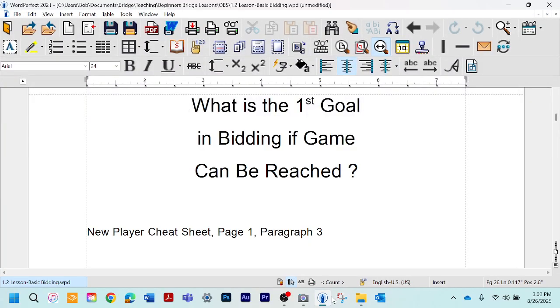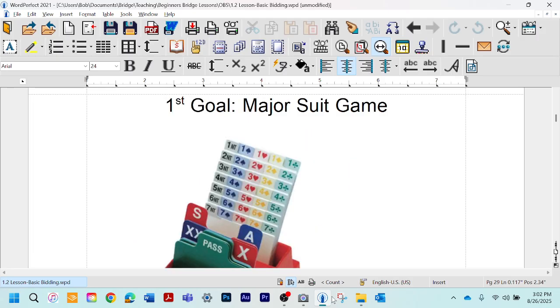Okay, the first goal of bidding is get to game if game can be reached. And if you look at my new player cheat sheet on page 1, paragraph 3, you'll see that's our first goal. And we should be looking at getting to game in hearts and spades. If not, we want to get to game in no trump. And our last goal is in clubs or diamonds. So your first goal in bidding is to get into a major suit and make game.